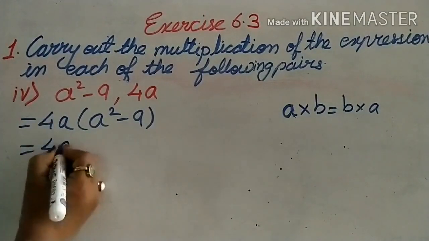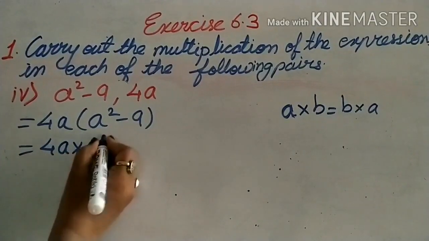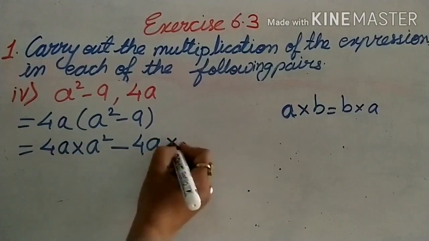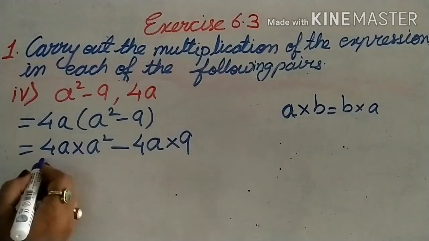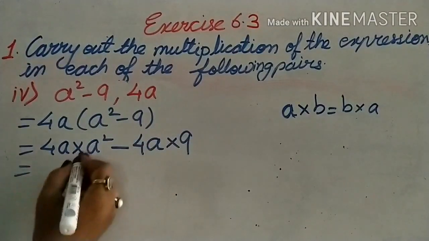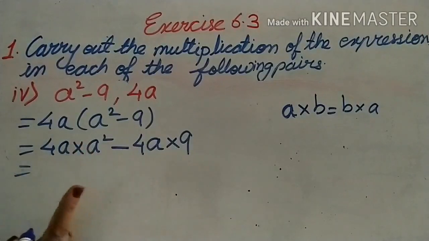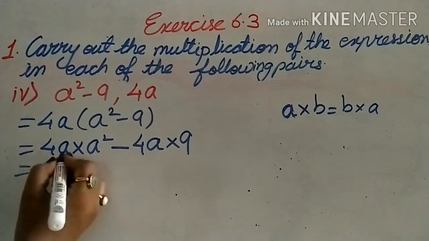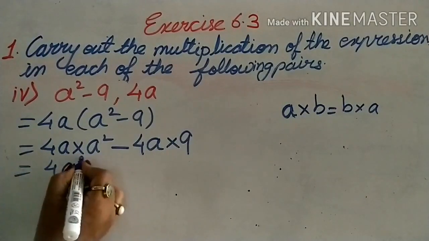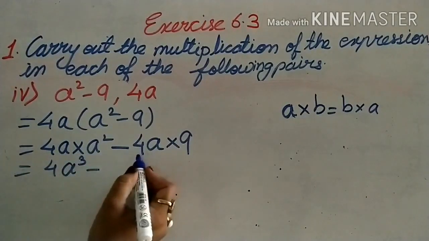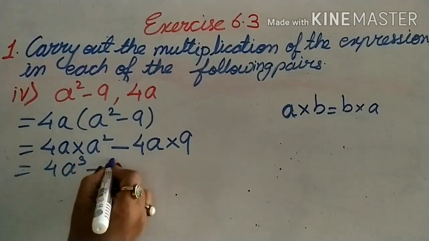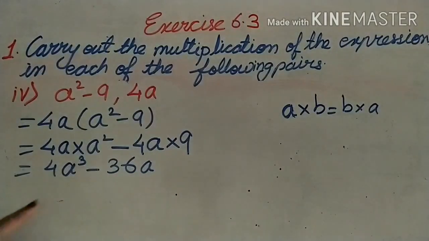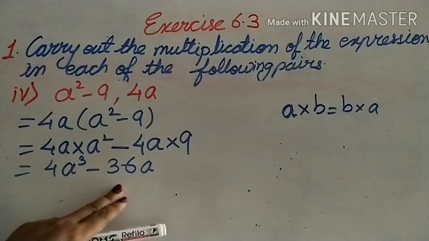So first 4a into a square, minus sign as it is. Next 4a into 9. Now multiply. 4 into 1, no numerical coefficient, means always we have to consider it as 1. 4 into 1, it is 4. a into a square, it is a cube. Now this minus sign. Next 4 nines are 36, a as it is. So the answer is 4a cube minus 36a.